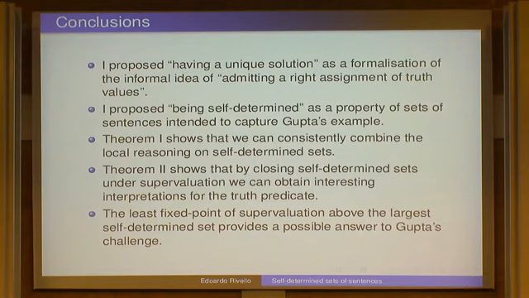And theorem 2 shows that by closing any self-determined set under supervaluation, we can obtain an interesting interpretation for the truth predicate. In particular, the least fixed point of supervaluation above the largest self-determined set is a good candidate for a partial interpretation of the truth predicate, and also provides a possible answer to Gupta's challenge.